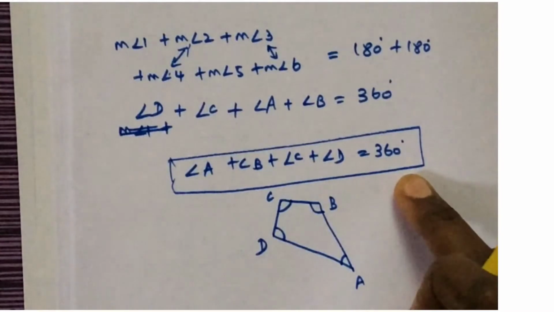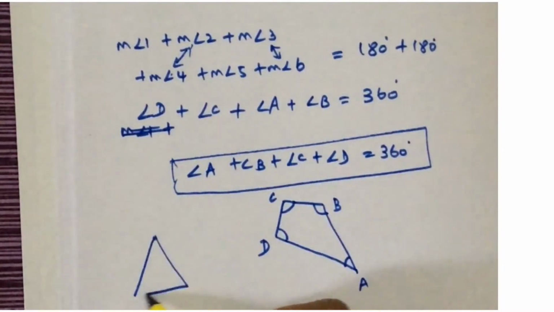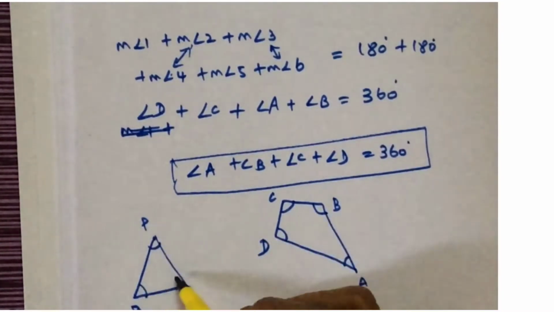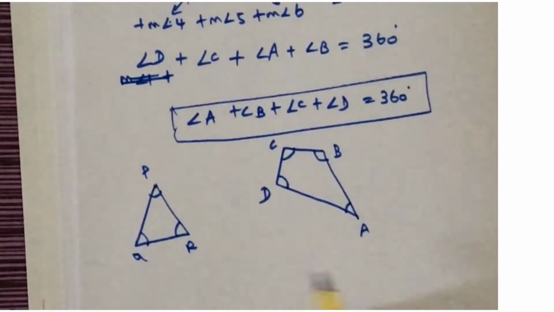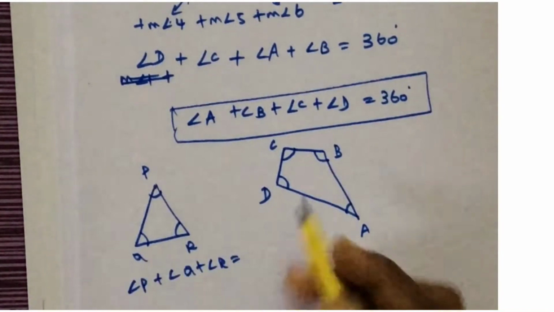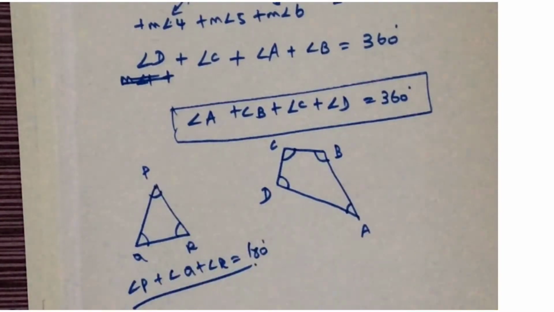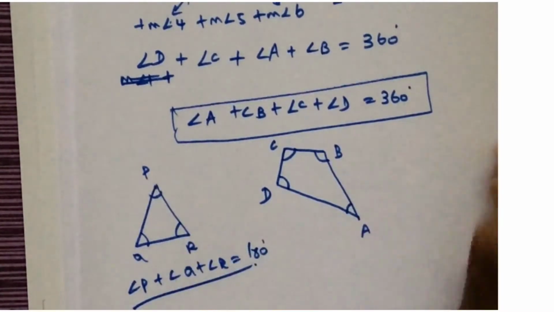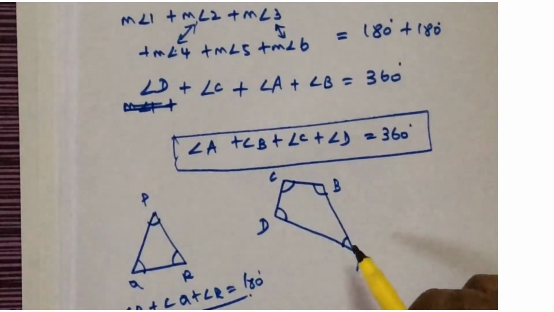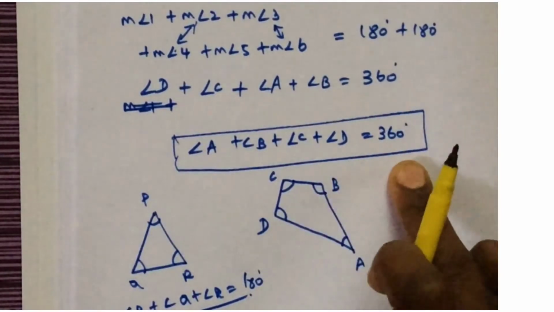Similarly, take a triangle PQR. If you add all the angles, what will be the answer? Angle P plus angle Q plus angle R is 180. This is the case for a triangle, you know that. For a quadrilateral, similarly, if you add all the angles, angle A plus angle B, angle C, angle D together, it should give 360.